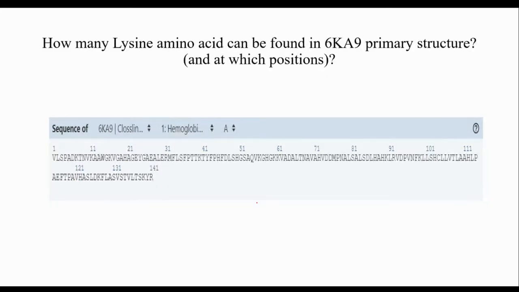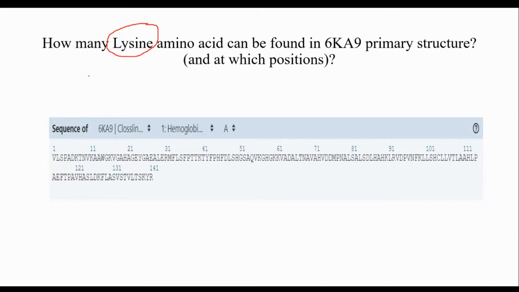Now, how many lysine amino acids can be found in the 6K9 primary structure, and at which positions? So we should know for each amino acid which letter we are writing them with. Like for example, which letter corresponds to lysine, which letter corresponds to another amino acid. We should know about them. I also provided it for you in one of the slides. I don't know whether it was in lecture 1 or lecture 2, but it's already provided for you.